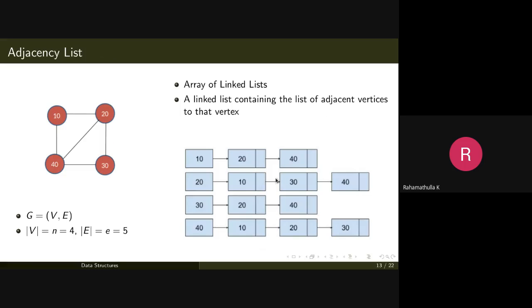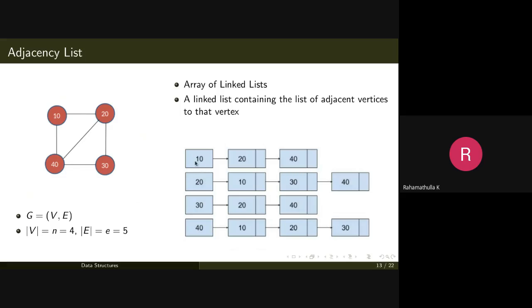The second representation is the adjacency list representation. Here we take another graph with vertices 10, 20, 30 and 40. 10 is connected to 20, 10 is connected to 40 and so on. Here we represent the graph as an array of singly linked lists. Corresponding to each vertex, we will create a header node. 10 will have a header node, and so will 20, 30 and 40. So it's an array of singly linked lists.